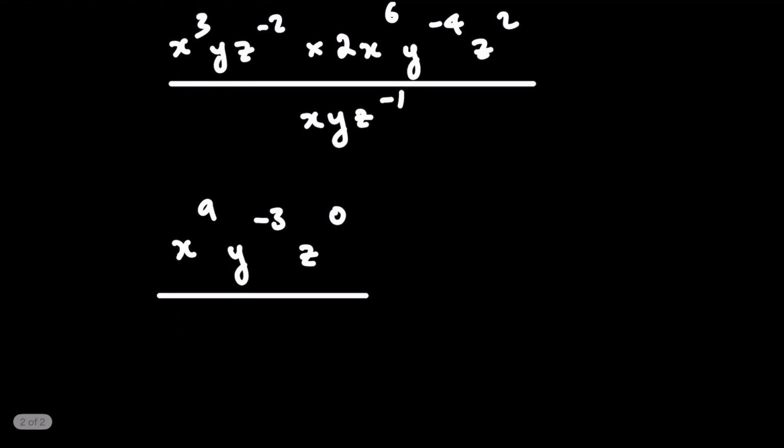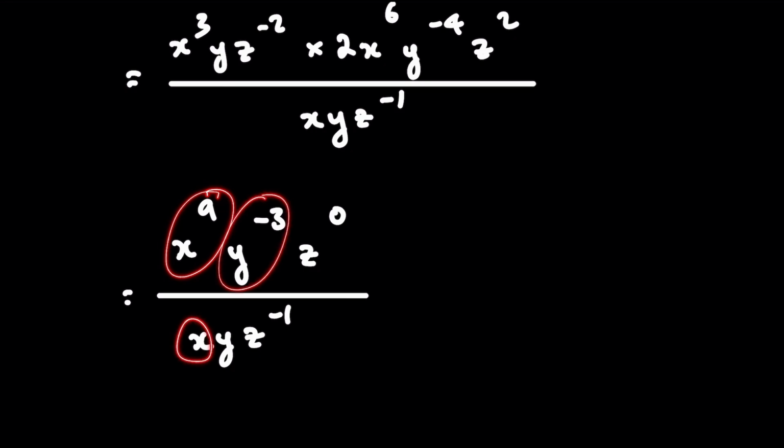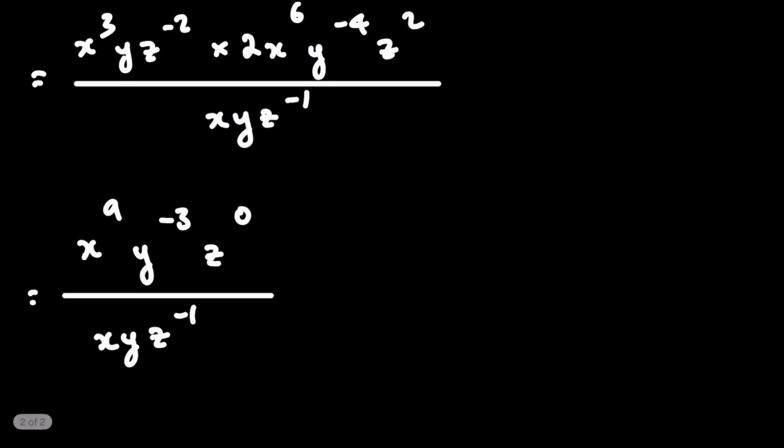And we're all going to divide this by x, y, z to the power of minus 1. So when we have this now, we're dividing x's, we're dividing the y's, and we're dividing the z's. So let's do it slowly again. When we divide two indices, we're going to minus away the index. So x to the power of 9 divided by x is x to the power of 9 minus 1, which is 8. Then we can do y to the power of minus 3 take 1, which is minus 4. And we can do z to the power of 0 minus minus 1, which is simply z to the power of 1.